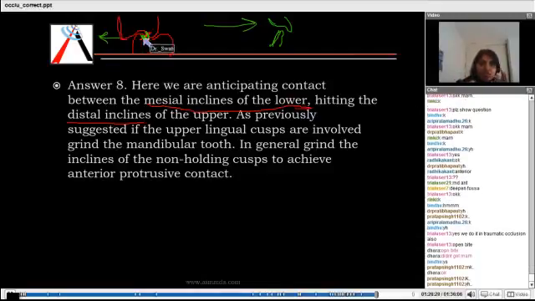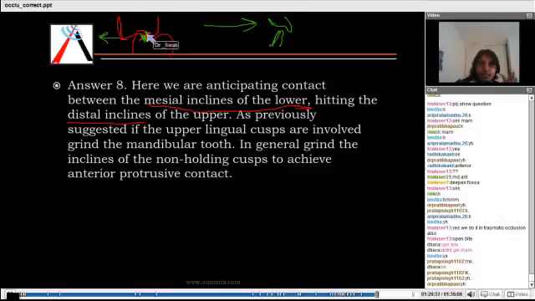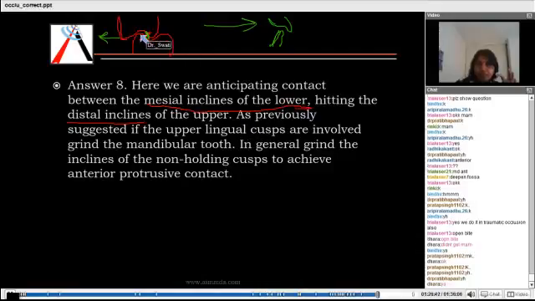So if you notice, which will be the cusp? All the mesial sides will be contacting. You know, there is an interference in the anterior, right? So these mesial inclines and the buccal inclines are hitting each other. Sorry, mesial and the distal. Mesial inclines of the mandible and the distal inclines of the maxillary are hitting each other. Now again, which of the cusp is involved, depending on that we'll grind. We'll try to grind the inclines of non-holding cusp to achieve the anterior protrusive contact.